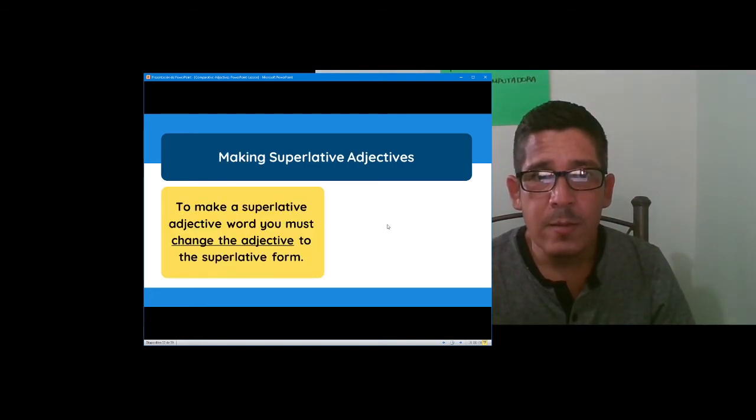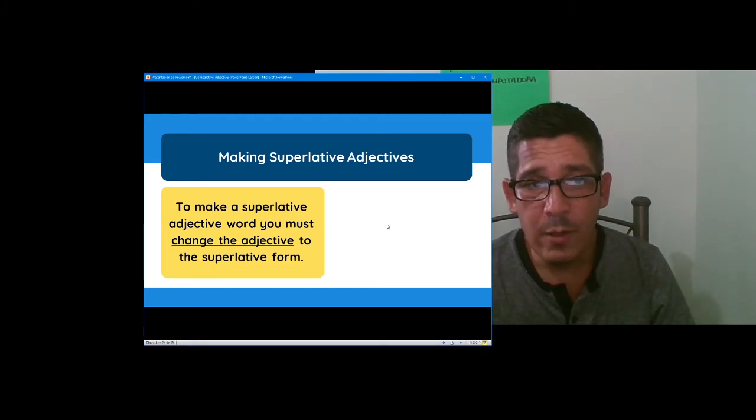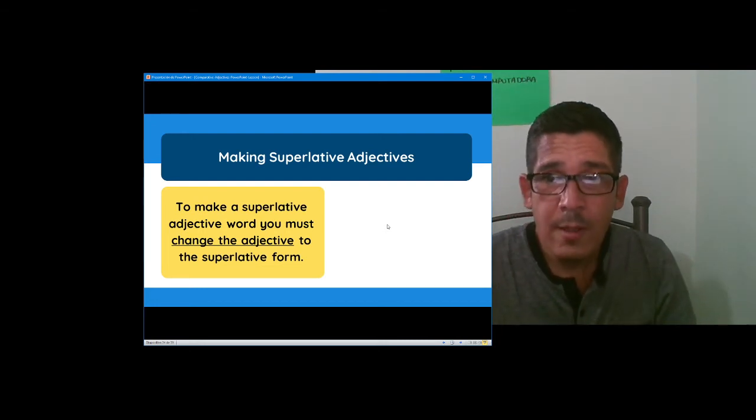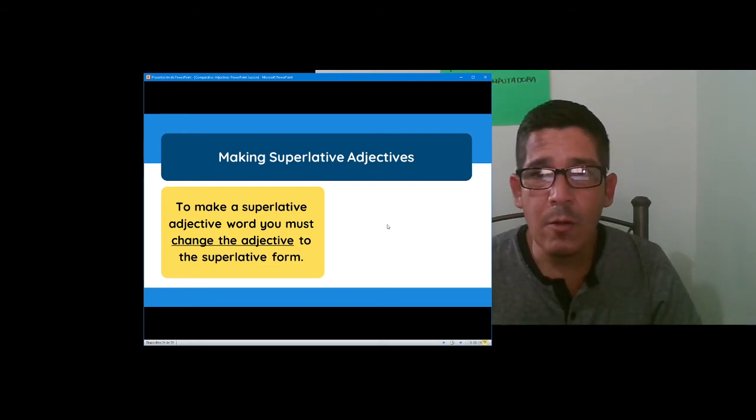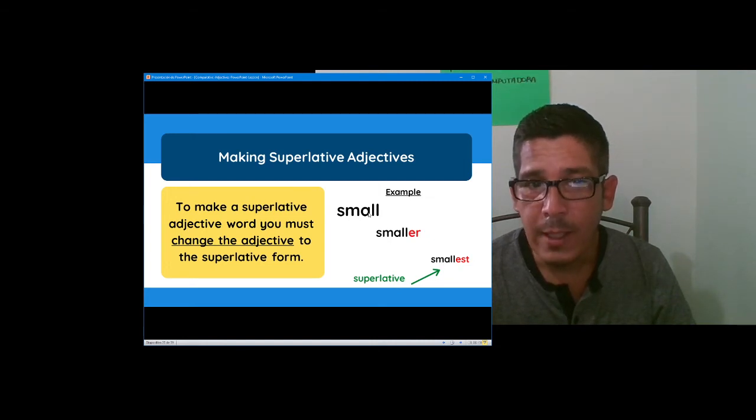How do you make the superlative adjectives? Well, to make the superlative adjective word, you must change the adjective to the superlative form. Most of the times, you are going to add est to make the superlative. For example, small, smaller in the comparative, but in the superlative, smallest. Pequeño, más pequeño, el más pequeño. Okay?